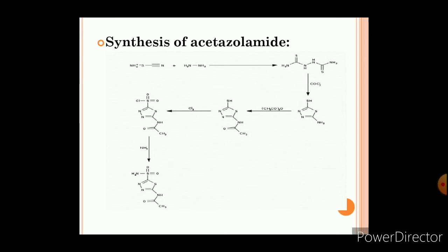What happens in this synthesis? First, hydrazine hydrate and ammonium thiocyanate react and form one intermediate. This intermediate forms a cycle, so cyclization occurs. After cyclization, chlorination takes place and this product is transformed into acetazolamide upon reaction with ammonia. So this is the synthesis of acetazolamide.